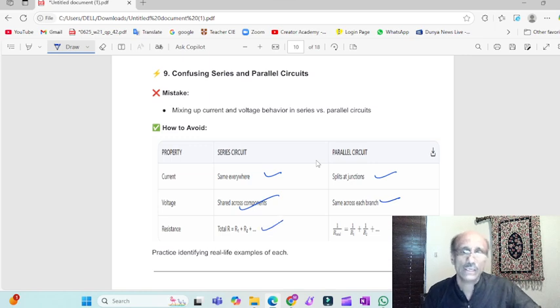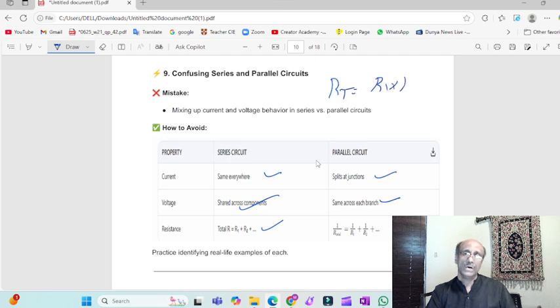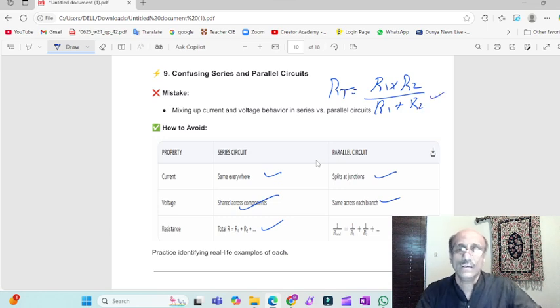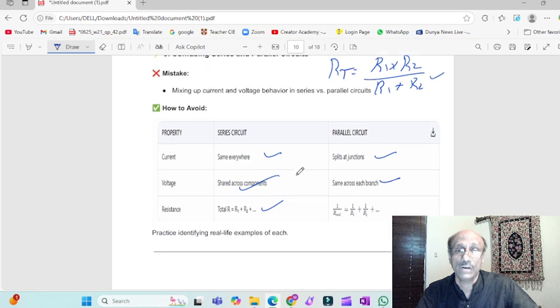In order to calculate the resistance in series, just add up R1, R2 and R3, and for parallel use the formula 1 over R equal to 1 over R1 plus 1 over R2, or for parallel RT is equal to R1 into R2 over R1 plus R2. I prefer this formula because there is no need to take the reciprocal at the end, which is again another common mistake for this particular topic.